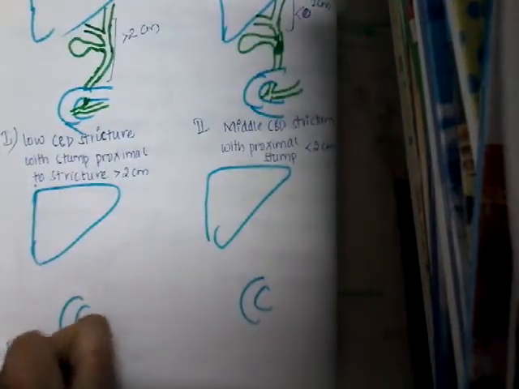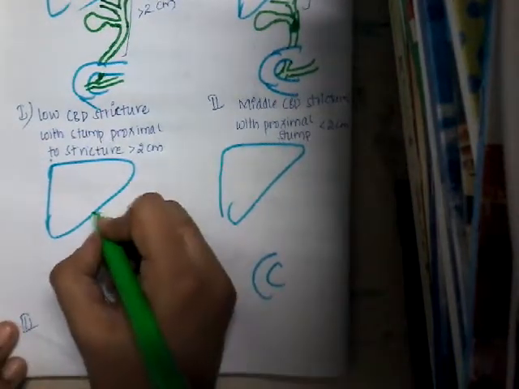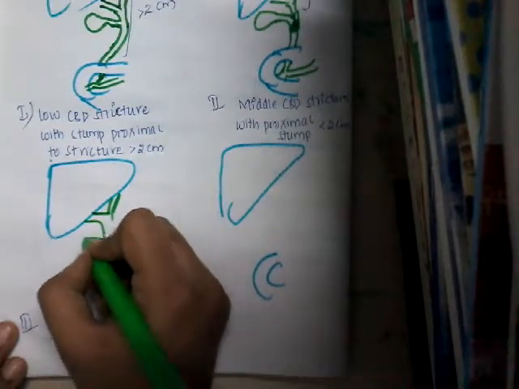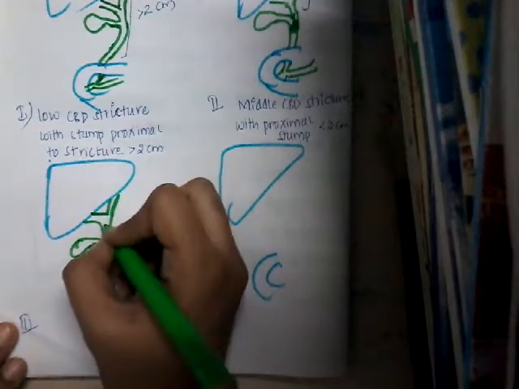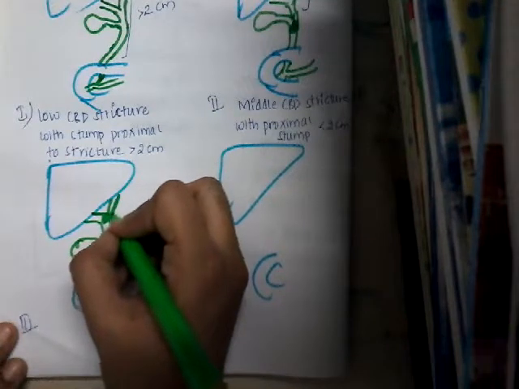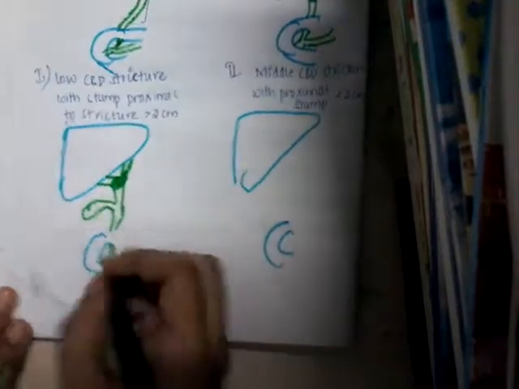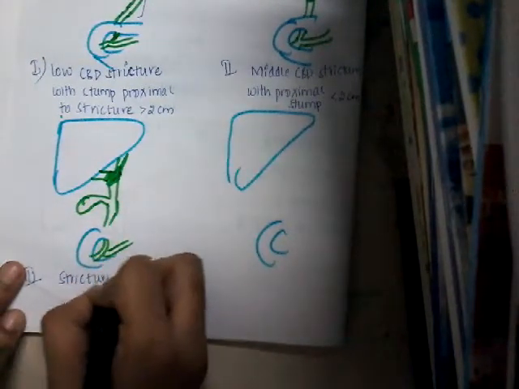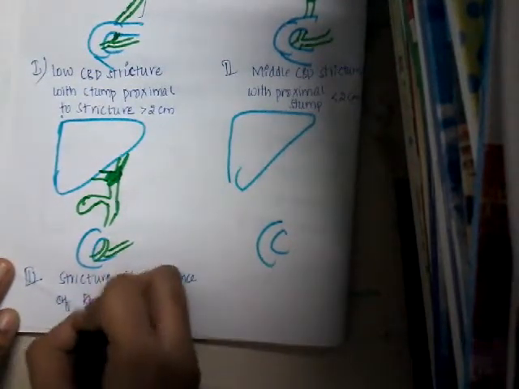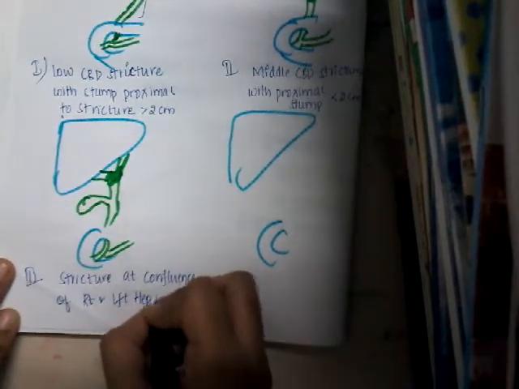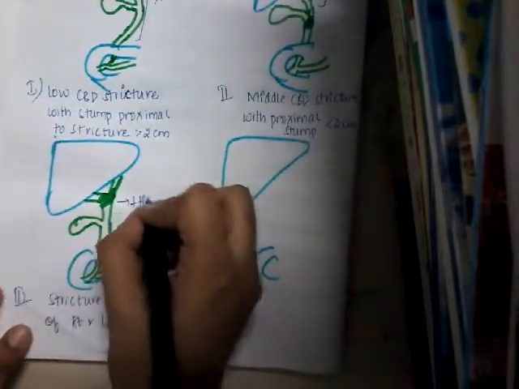Then type 3. This is called hilar. So here the stricture is present at the junction or confluence of the right and left hepatic ducts. So stricture at the confluence of the right and left hepatic duct. So this is called hilar.